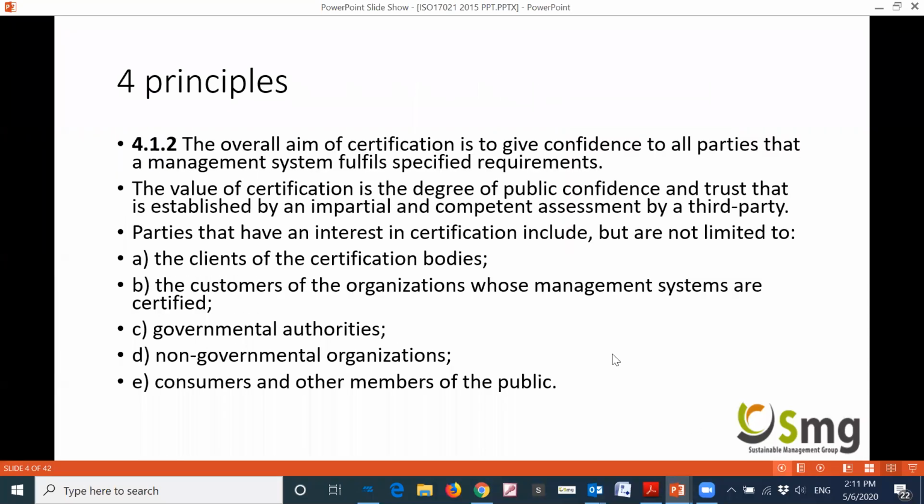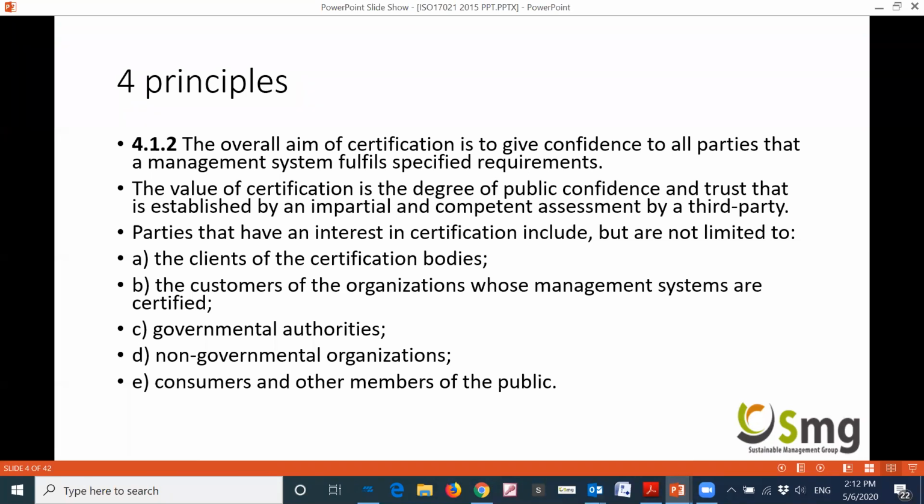Now, what is the basis of certification? Why do we do certification? The overall aim of certification is to give confidence to all parties that a management system fulfills specified requirements. So those that are interested in the certification business have to feel confident that when they see a certificate, it is a genuine one, a good one, and they can rely on it. So the value of certification is the degree of public confidence. The most important issue is public confidence, the reputation of the certification body.